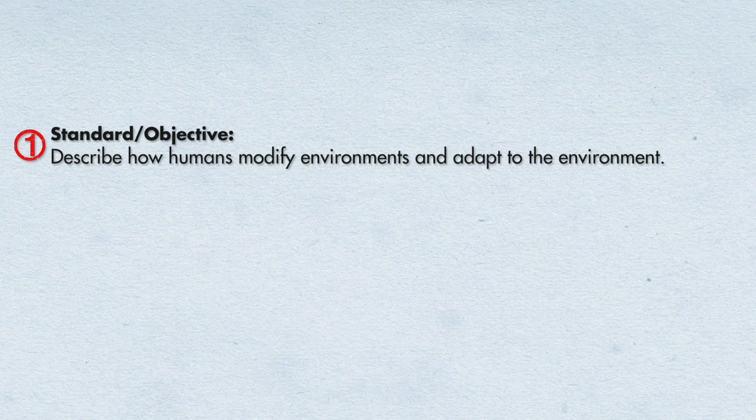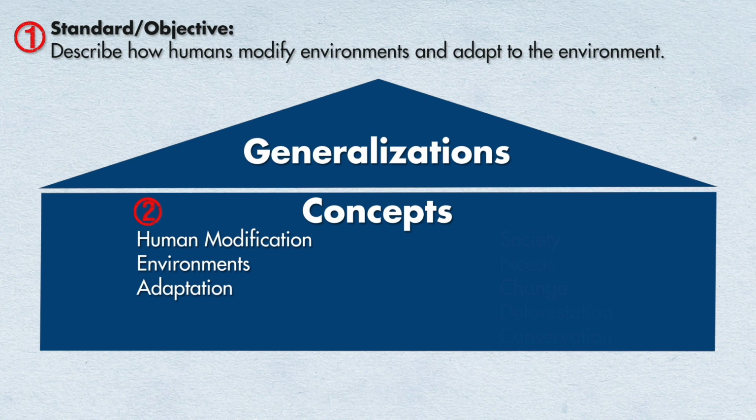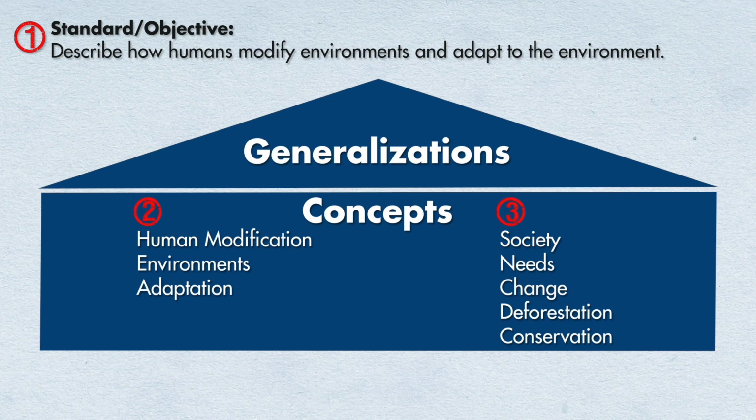So let's look at an example of this process together. In step 1, we're going to choose a standard. Here we're looking at a 7th grade social studies standard. In step 2, we'll identify the stated concepts. In this objective, human modification, environments, and adaptation are the stated concepts. In step 3, let's identify the implied concepts or other concepts that could be taught with this objective. So for this objective, society might be an implied concept. Other concepts that could be taught with this objective might include needs, change, deforestation, or conservation. So pause here and take a couple of minutes to try this process on your own. Use Resource 2 to record your own standard and to identify the key concepts. If you're interested in seeing a list of some common concepts, refer to Resource 3.